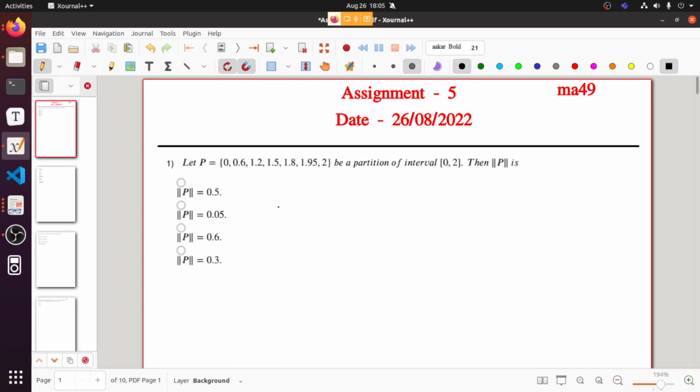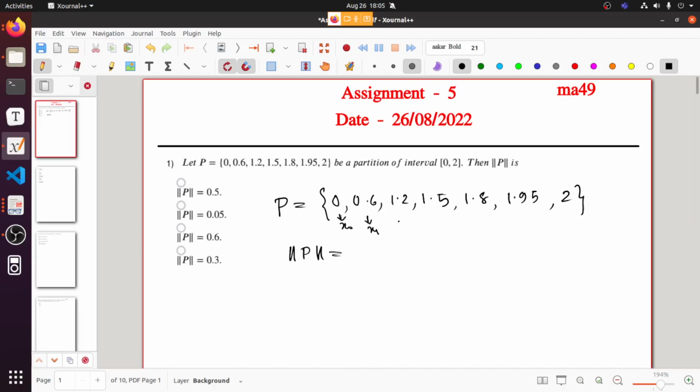So what is the partition? P is given as 0, 0.6, 1.2, 1.5, 1.8, 1.95 and 2 in 0, 2, right? And you have to find the norm of the partition. So what is the norm of the partition? Suppose P is a partition, and suppose this is x0, this is x1, this is x2, x3, x4, x5 and x6.